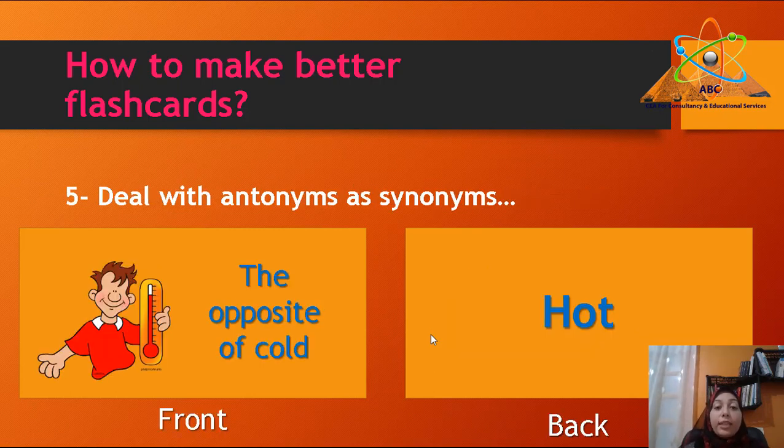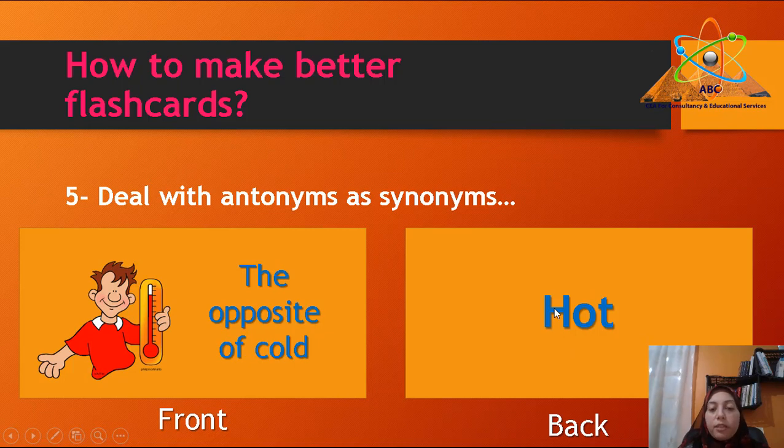How to deal with antonyms? You have to deal with antonyms as synonyms. Okay, this is a card. I have shown you now the front and the back. The front is this picture of a boy who is holding a thermometer, the temperature is very hot. And I'm writing for you here the opposite of cold, and it is hot.